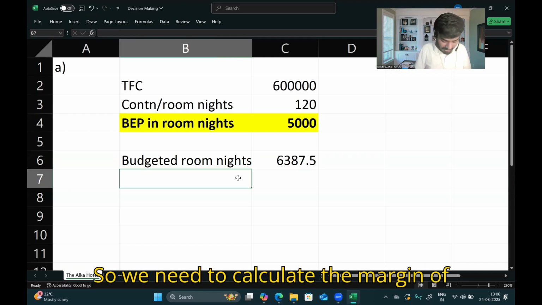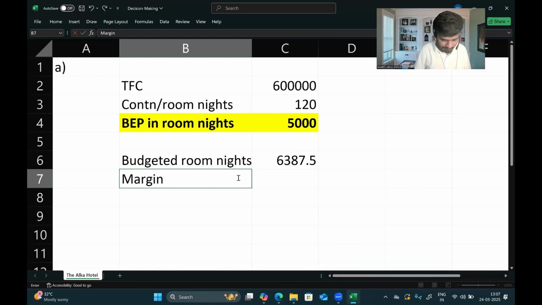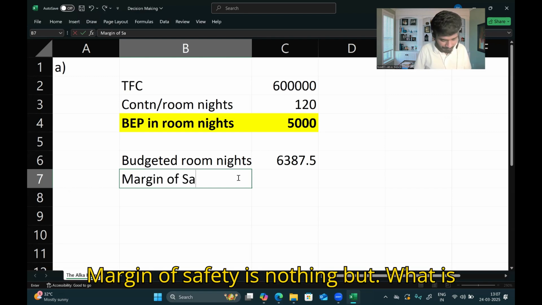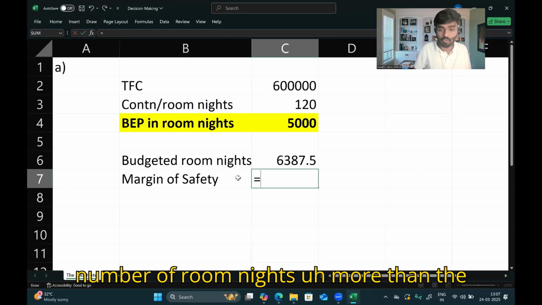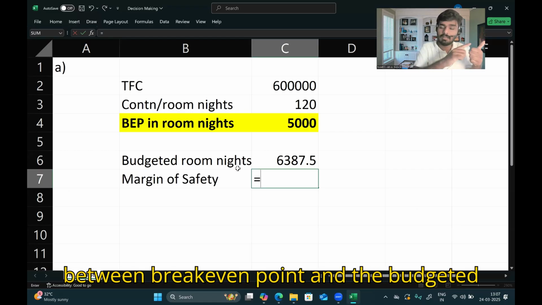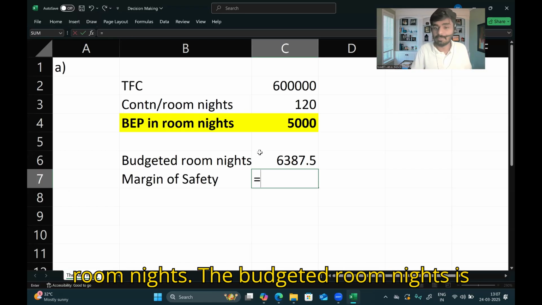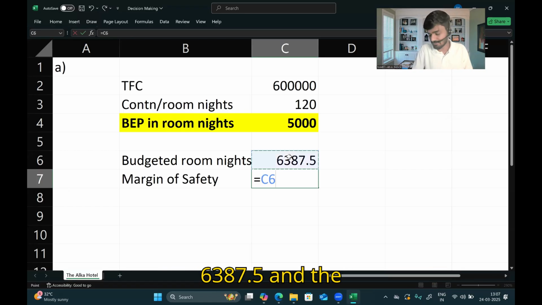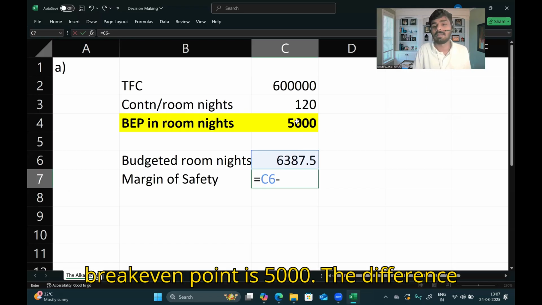So we need to calculate the margin of safety. What is margin of safety? Margin of safety is the number of room nights more than the break even point. Okay, it's the difference between break even point and the budgeted room nights. The budgeted room nights is 6,387.5 and the break even point is 5,000.